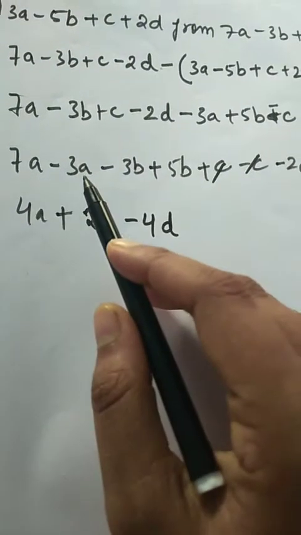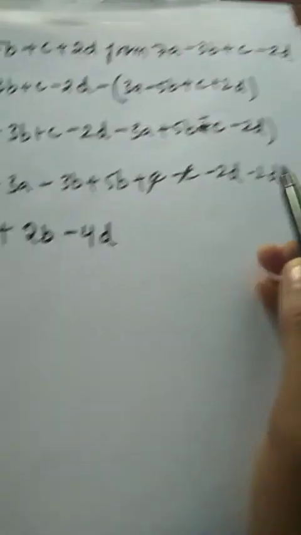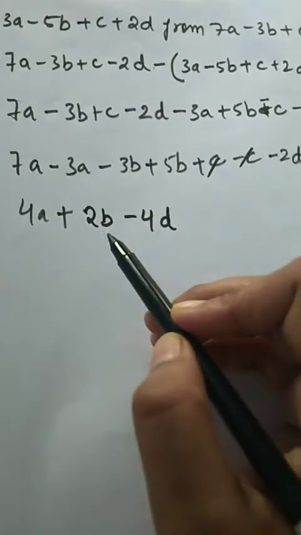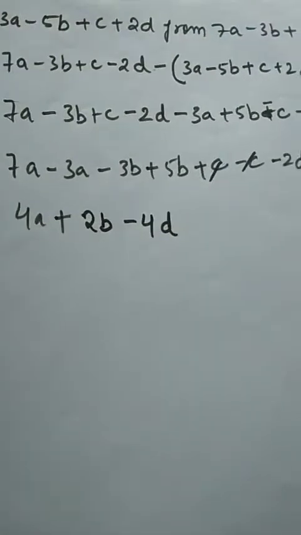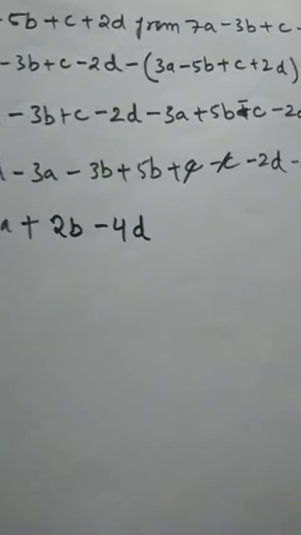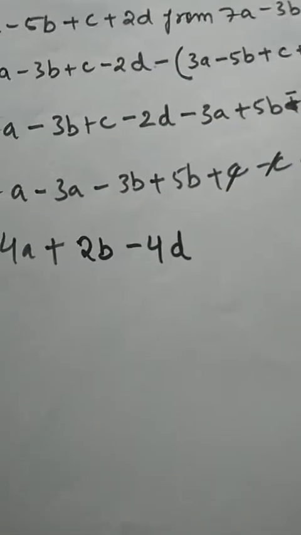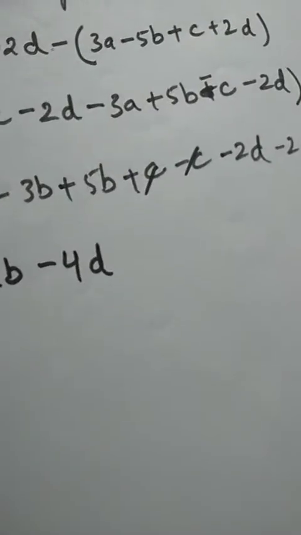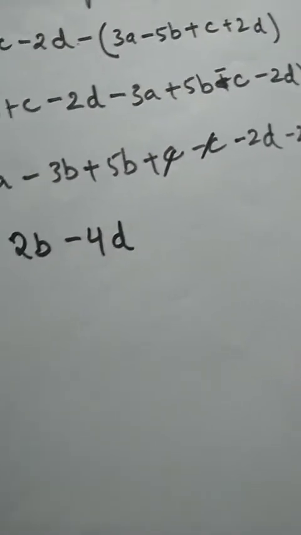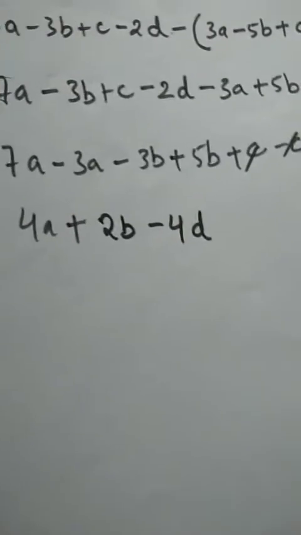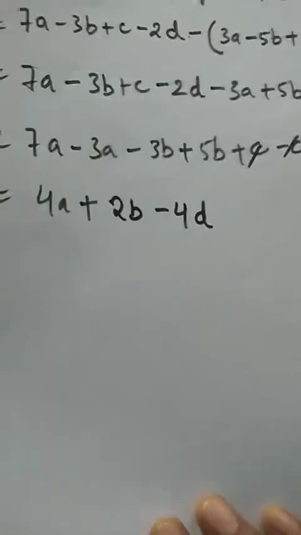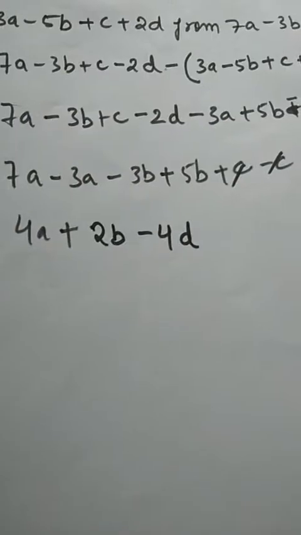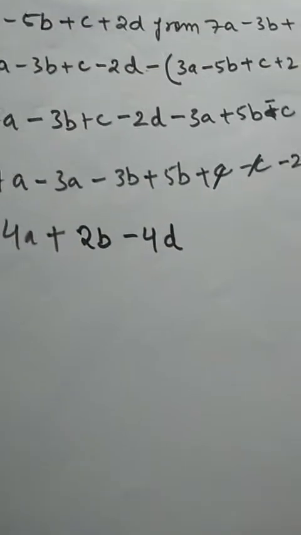So we have taken a together, b together, c together, and d together. We got 4a, 2b, and minus 4d by solving it. So it's easy. There are some more questions given in the book.